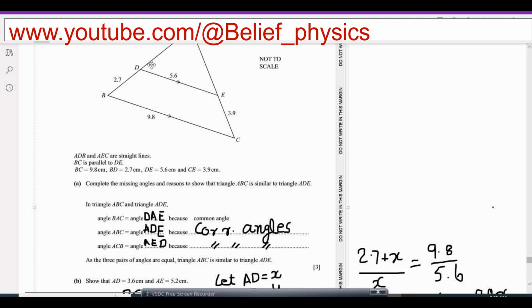Next, angle ABC is also equal to angle ADE. These two angles are corresponding angles, because this is the transversal and these are parallel lines. So we write corresponding angles.